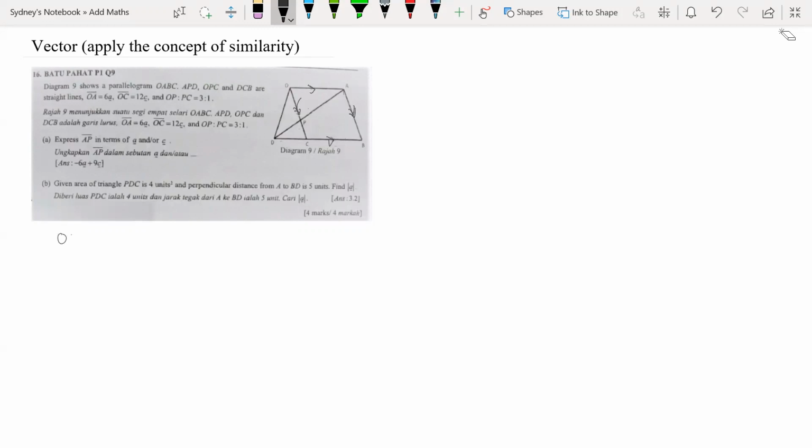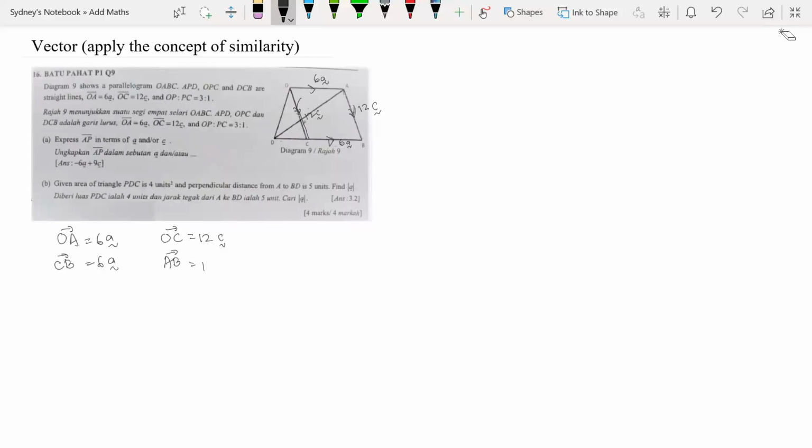And then the other important information is OA equals 6a. Let's put it down in the diagram. OA is 6a, so if this is 6a, CB is also 6a. You've got to write it down, who knows, later we may need to use this. And then OC is 12c. So OC is here, it is 12c, and if this is 12c, the other side, AB, is also 12c.